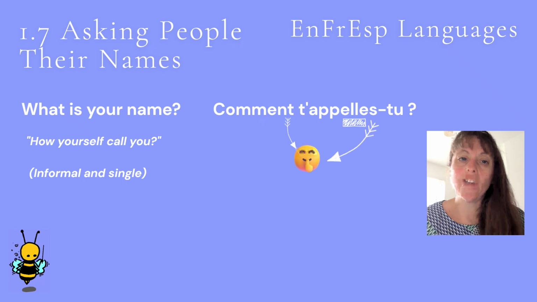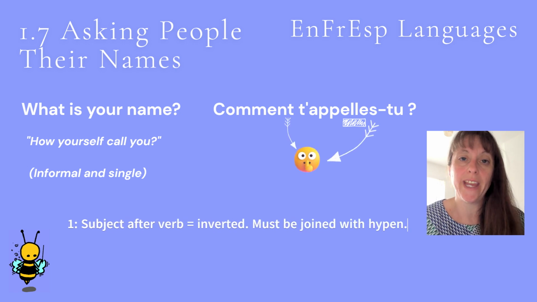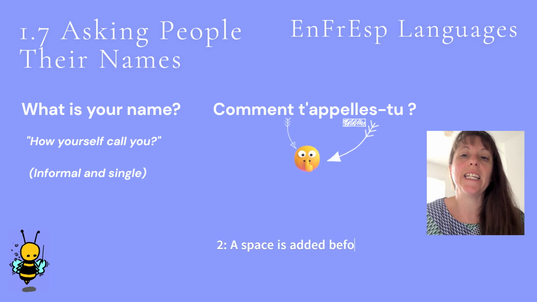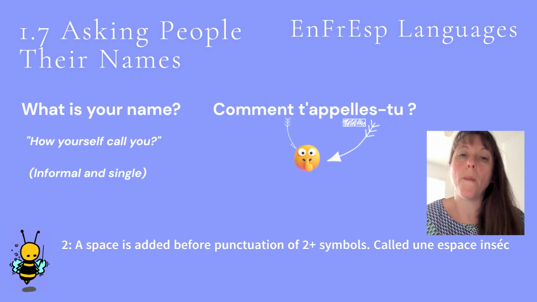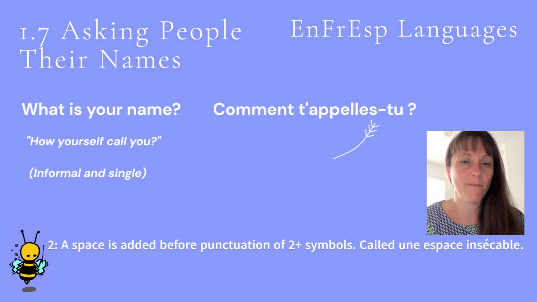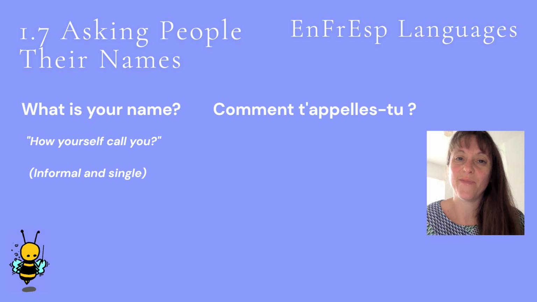It's also worth noting 2 points about written French. The first is that when the subject is after the verb, it's called inverted, and the two words need to be joined with a hyphen, the verb and the subject. The second is that a space is added before most punctuation marks made up of 2 or more symbols. There is a name for this space. Une espace insécable. Let's hear the phrase meaning, "What is your name?" informally again. Comment t'appelles-tu?